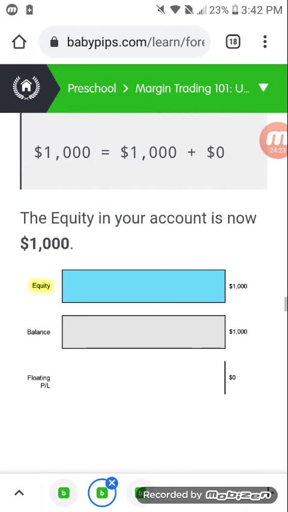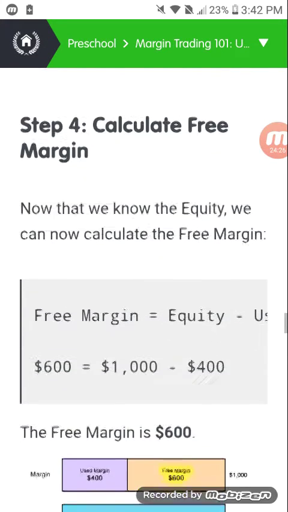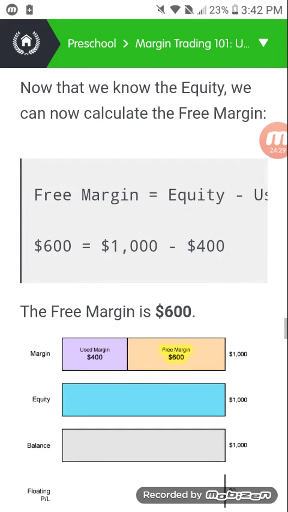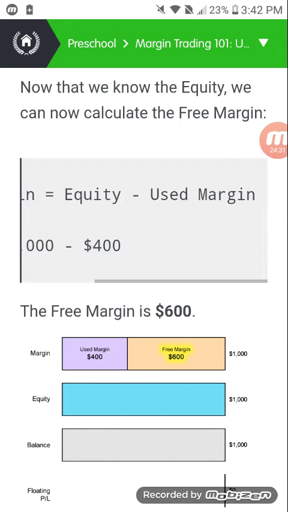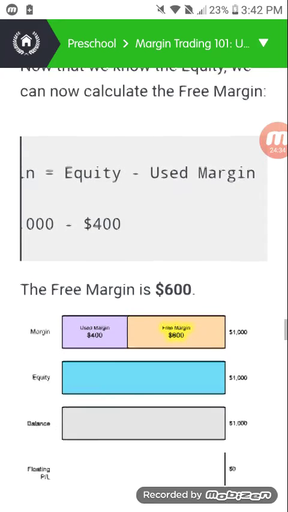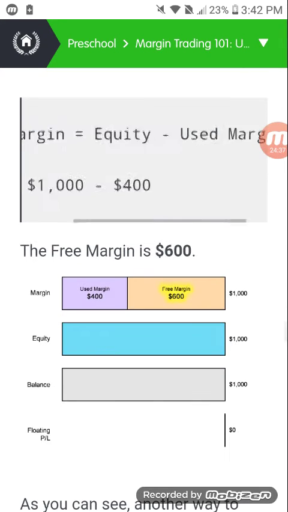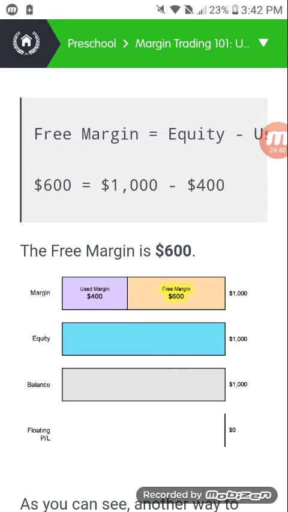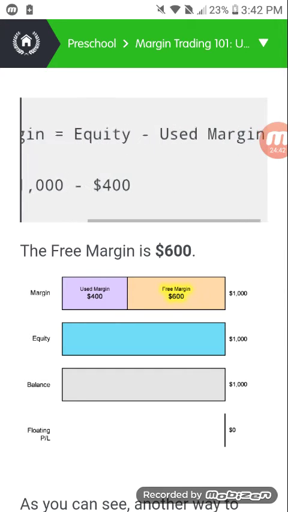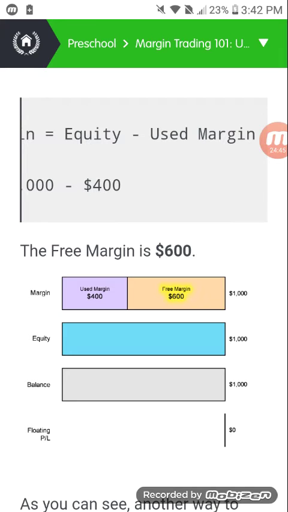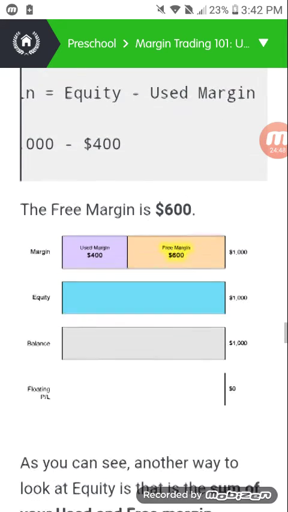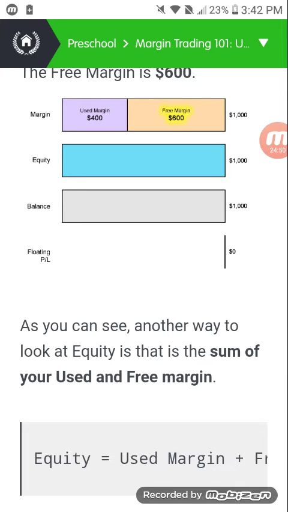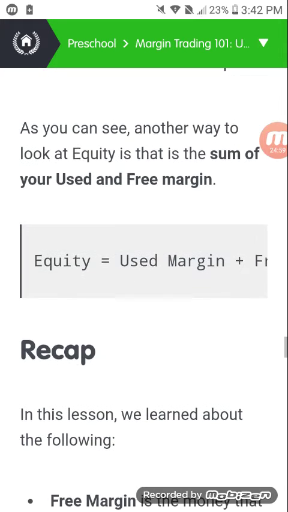To calculate the free margin, now look at the equity. The free margin equals your equity minus your used margin. Your used margin is 400, and your equity is at 1,000. So 1,000 minus the used margin of 400 gives you a free margin of 600. Another way to look at equity is the sum of your used and free margin. Your used plus your free margin gives you your equity.